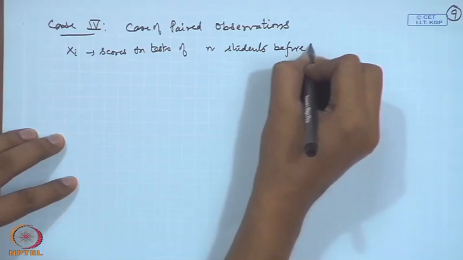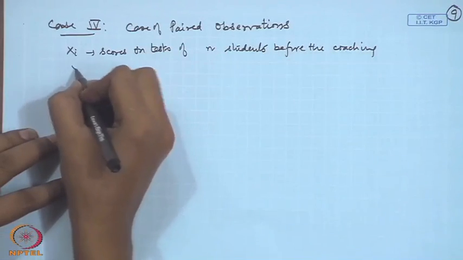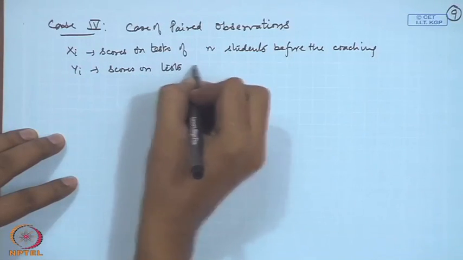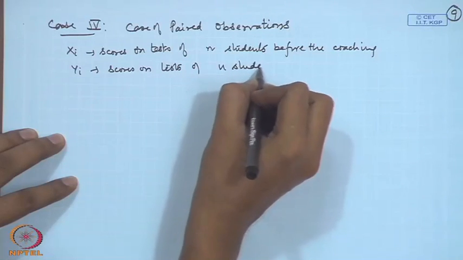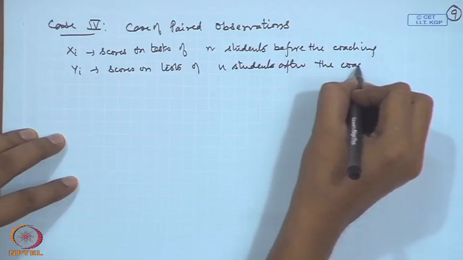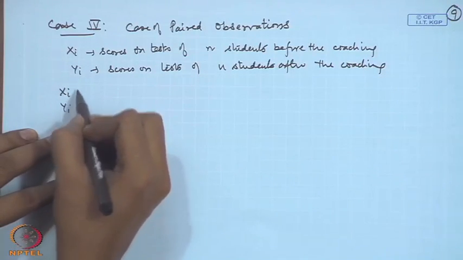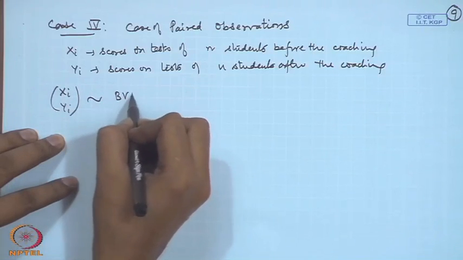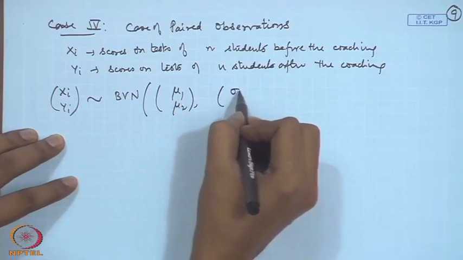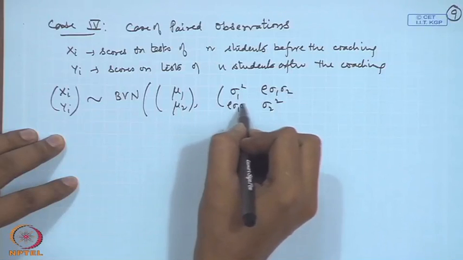before the coaching, you can say. And Yi's are the scores on tests of the same n students after the coaching. In this case, we can consider (Xi, Yi) as following a bivariate normal distribution with some means mu 1, mu 2, variances sigma 1 square, sigma 2 square, and covariance rho sigma 1 sigma 2.